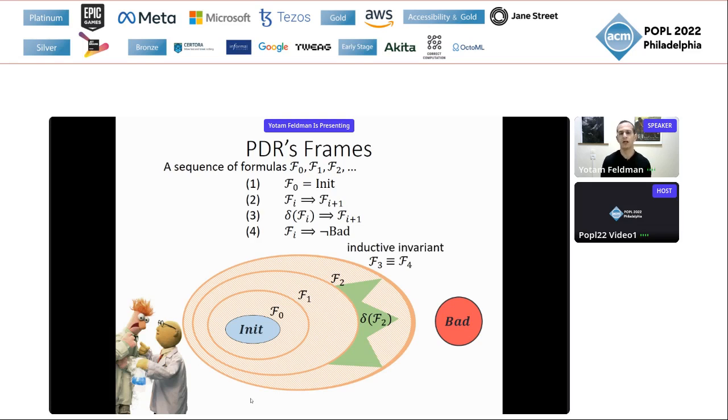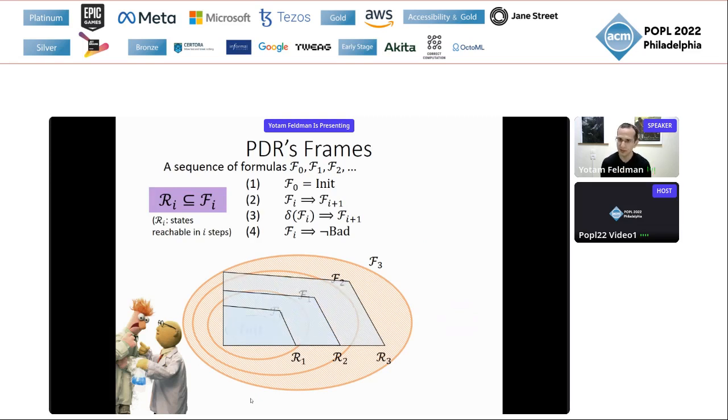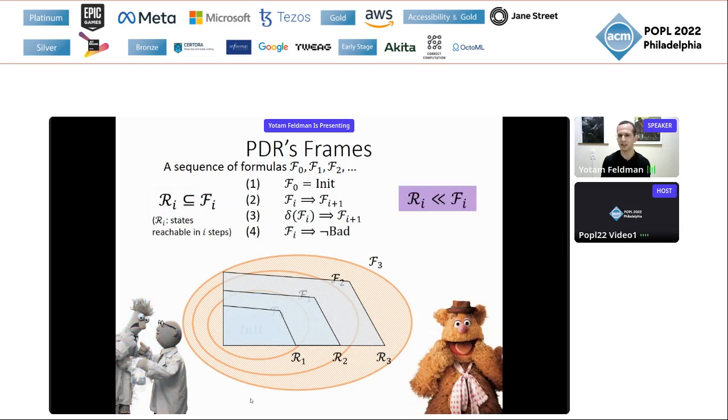The usual explanation continues that these properties ensure a very important property of the frames, that each frame i always contains all the states that are reachable in the system in i steps. So the first frame contains all the states reachable in one step, the second frame contains all the states reachable in two steps, and so on. So this is the usual explanation of PDR and PDR's frames, but there's something missing here because it's not enough to say that PDR contains all the states reachable in i steps. The frames need to contain many states beyond that. Otherwise, this is not PDR. This is exact forward reachability. And we know that exact forward reachability may take many iterations before it converges to an invariant.